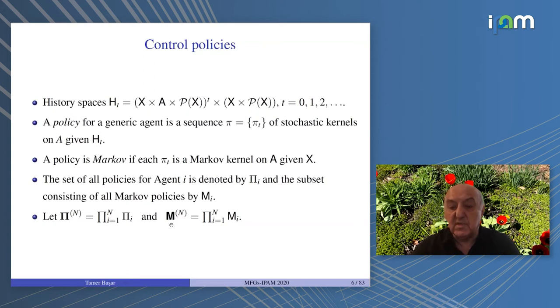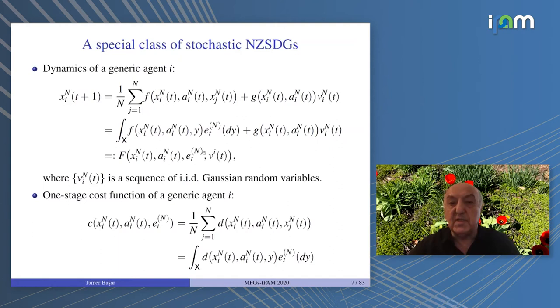So, a special class of stochastic non-zero sum games. I'll come back to this later when I state the assumptions under which existence holds, and those assumptions will lead to simpler assumptions for specific classes of problems. Here, let's say that X just takes values on the real line. It's one dimensional in this case.